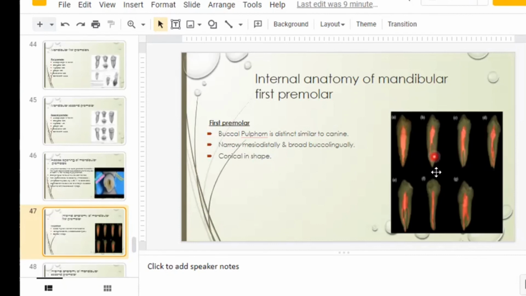1-1-1, 2-1-2, 2-1-2-1. Sorry. It starts as 1, bifurcates as 2, and fuses as 1 at the apex. This is the very difficult and rarest type of internal anatomy.